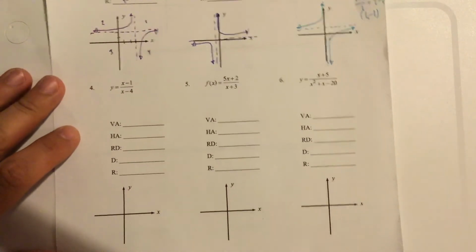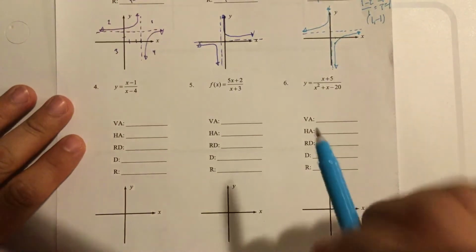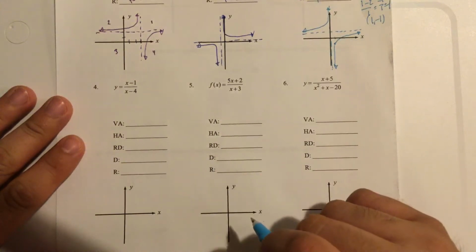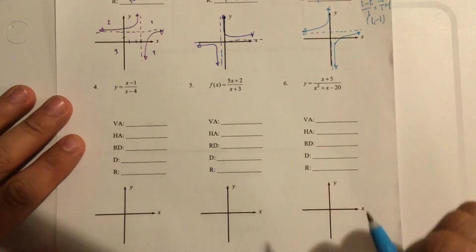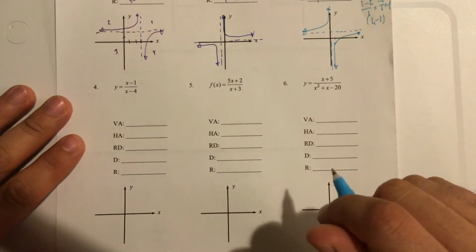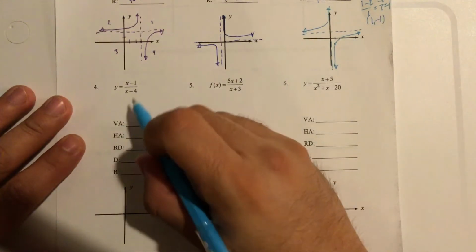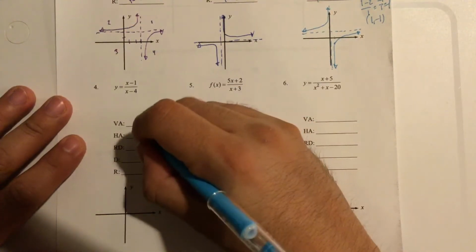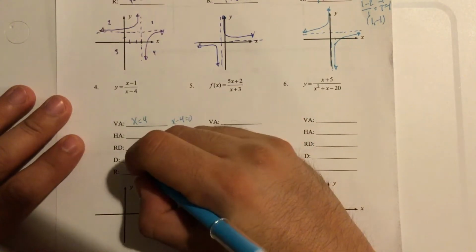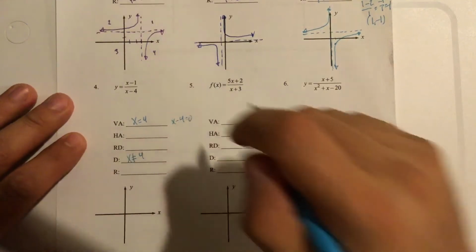Let's take a look at 4, 5, and 6. So 4, it's just like number 3. You have an x to the first power on the top, x to the first power on the bottom. So we're going to use the simple rational function rules. So first, for my vertical asymptote, set the denominator equal to 0. So x is equal to 4. So therefore your domain is x cannot equal 4.